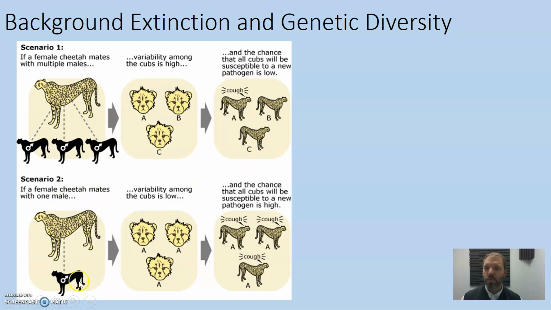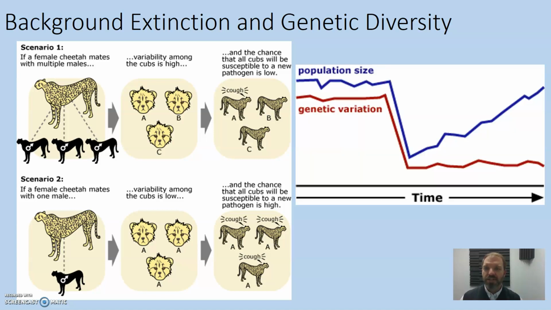But if there's only one male for this female to mate with, perhaps there's very low diversity amongst her cubs, and all of them carry this same allele which is vulnerable to the pathogen, and so the whole litter could die in that instance. So when you have a large gene pool, you have variety, and that provides protection against being genetically vulnerable. And what we often see is that when the population size decreases, the genetic variation obviously decreases as well.